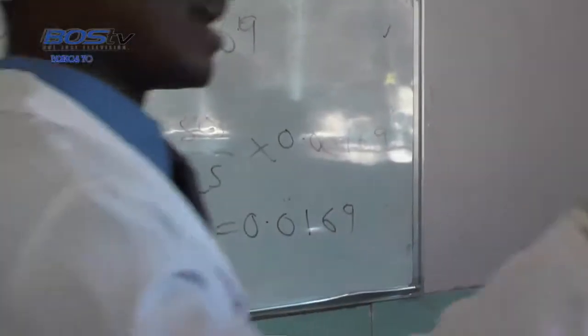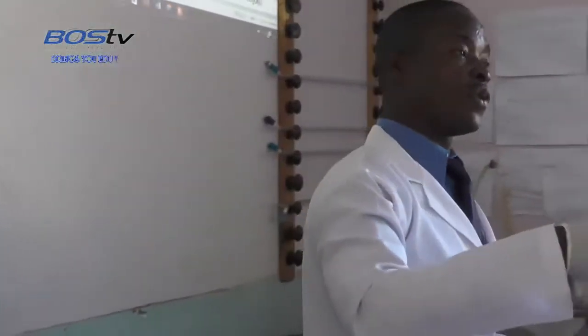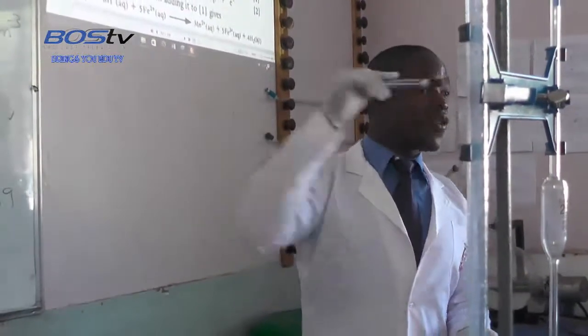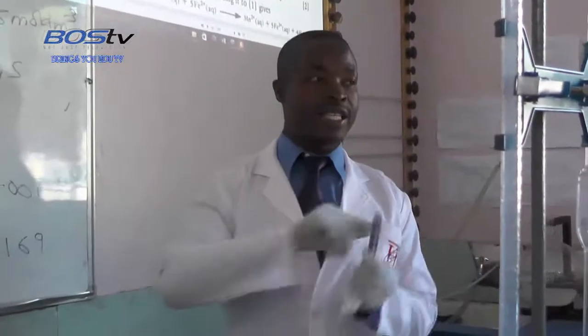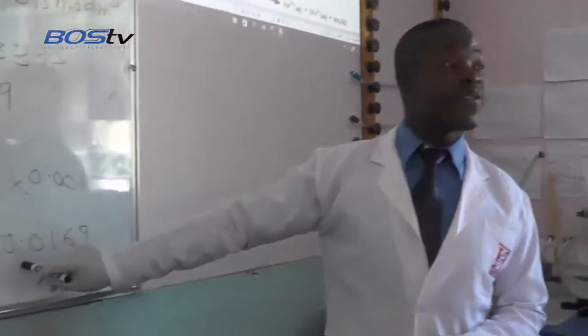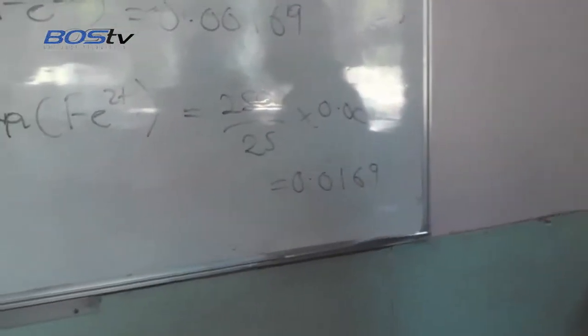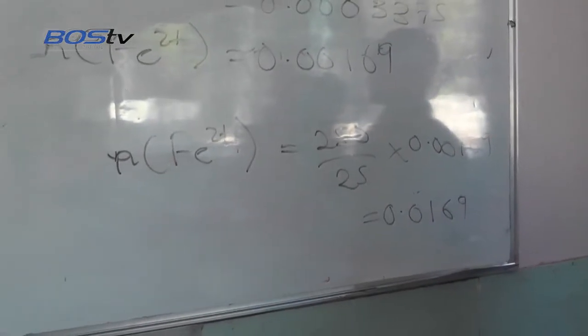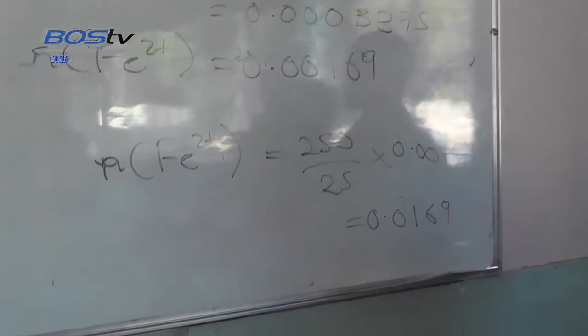That means we took our iron 2 salt and dissolved it in 250 of sulfuric acid and water. That sulfuric acid is the one that we use to acidify our equation for potassium permanganate. Now we have the number of moles in 250, and we also have the mass in 250. From that we can calculate the relative molecular mass.